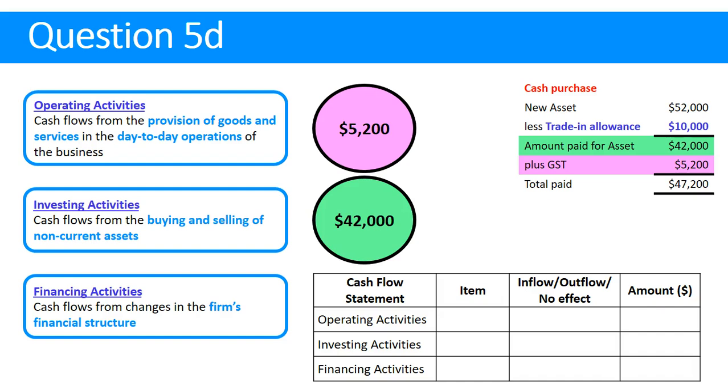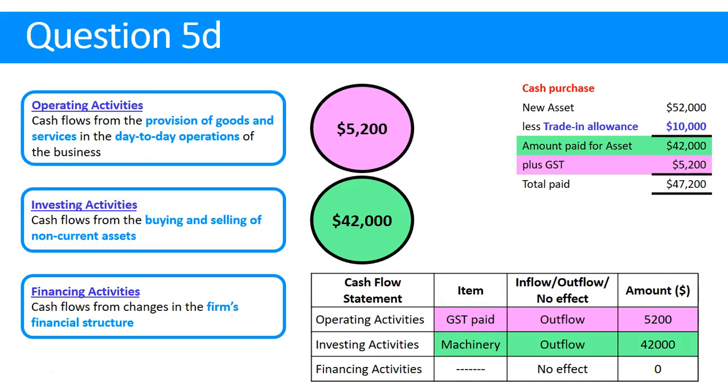Once we figure that out, we can now fill in our table. So we've got operating activities. We think there'll be GST paid, which will be an outflow of $5,200. Investing activities, we'll buy machinery, which will be an outflow for $42,000. And lastly, that'll leave financing activities. There'll be no item recorded, no effect, and the amount will be 0.